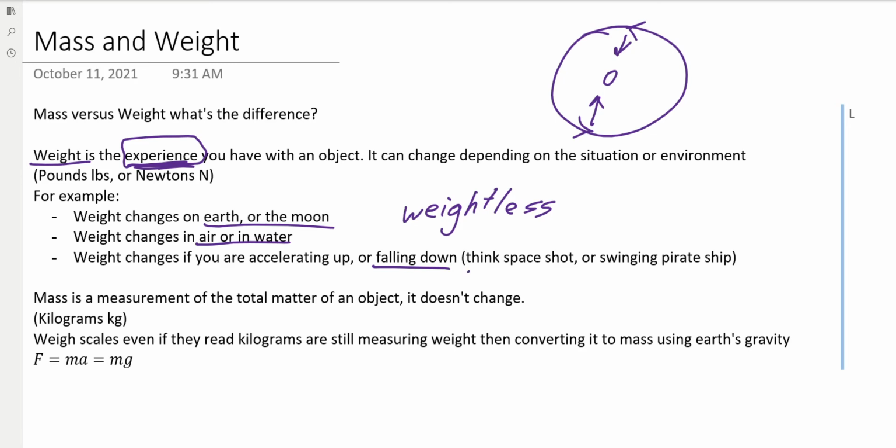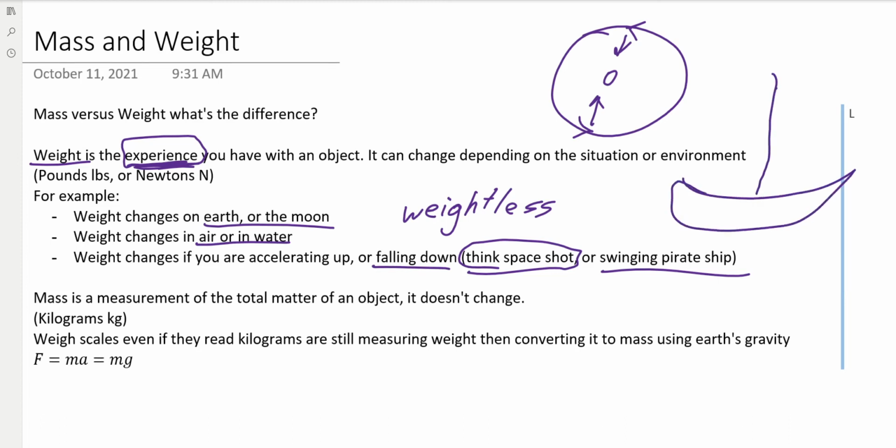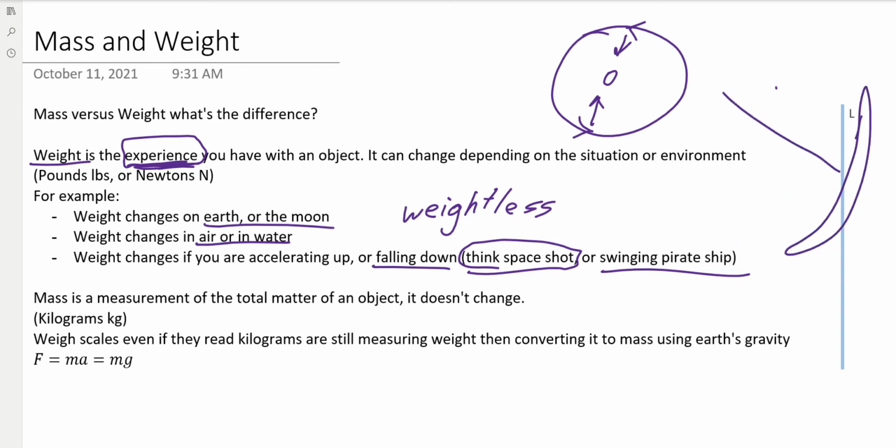So you can think about things like Space Shot at West Edmonton Mall, or a swinging pirate ship at any sort of amusement park. When you get to the top of the swinging pirate ship, you can kind of imagine the pirate ship looks like this, right? It swings, and then when you get to the top, right, you feel weightless just before you start to go back down, right? So again, it's because you're falling. So weight changes depending on the experience. You feel differently.